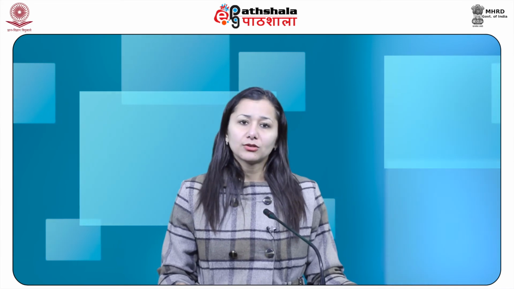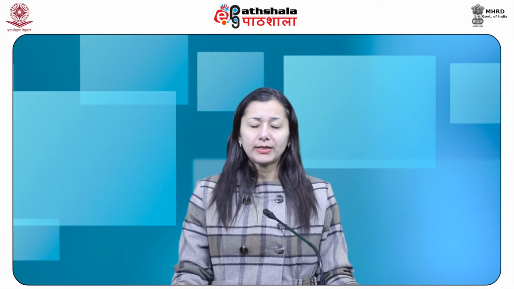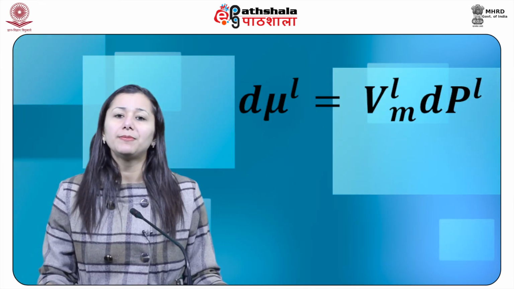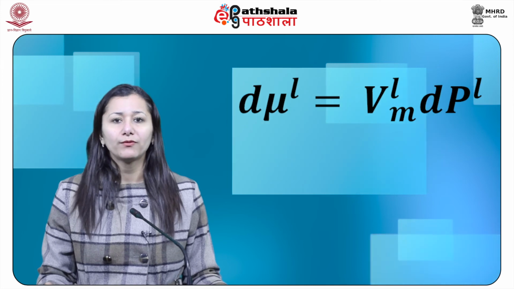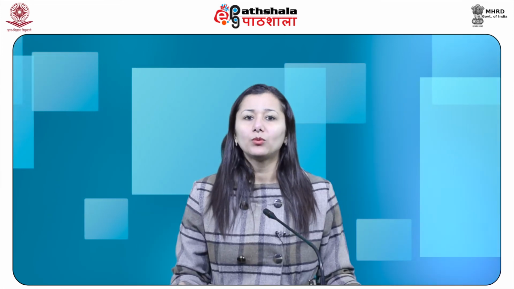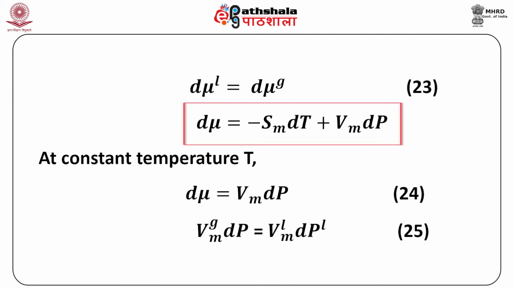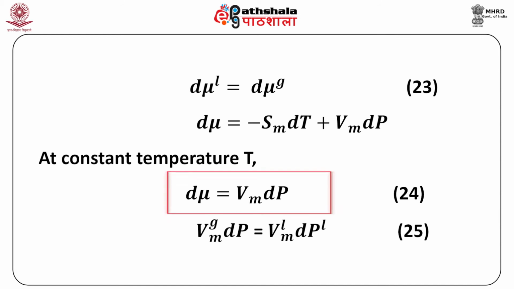With increase in the pressure, the chemical potential of the liquid also increases by an amount d mu L equals Vml into dPl, where Vml is the molar volume of the liquid. Since the liquid is in equilibrium with vapor, the chemical potential of the vapor also increases by the same amount, that is d mu L equals d mu G, as our equation 23. But we have d mu equals minus Sm dT plus Vm dP. At constant temperature T, d mu equals Vm dP, as our equation 24.